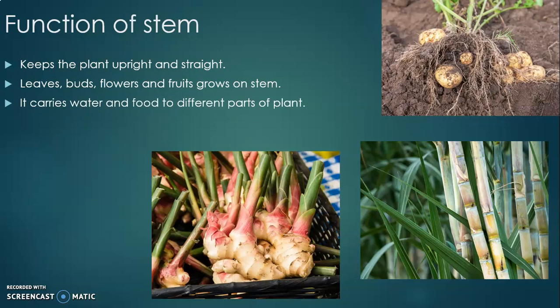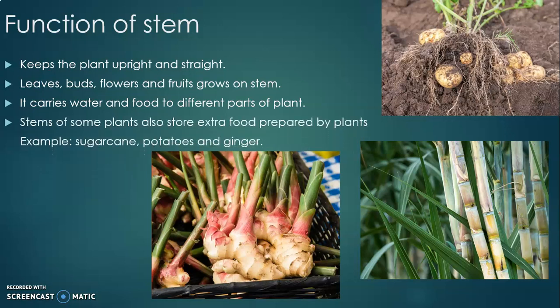So from the roots, the minerals and water go into the stem, and through the stem they are circulated throughout the other parts of the plant. And stems of some plants also store extra food prepared by the plant, example sugarcane, potatoes and ginger. So like the roots, there are some plants which store their food in the stem, and we consume those parts like potato, sugarcane and ginger. These are the stems, and we consume these parts as they are very nutritious.